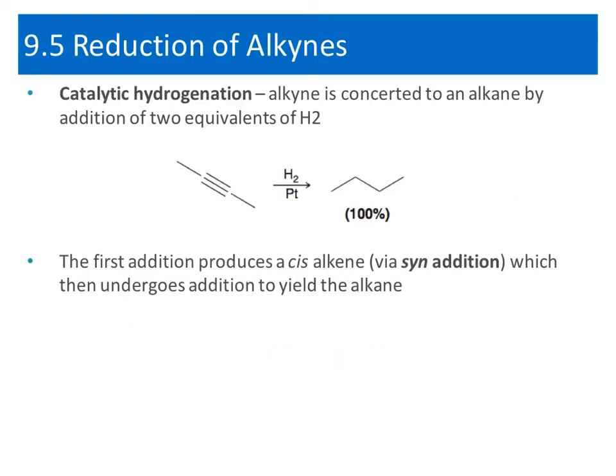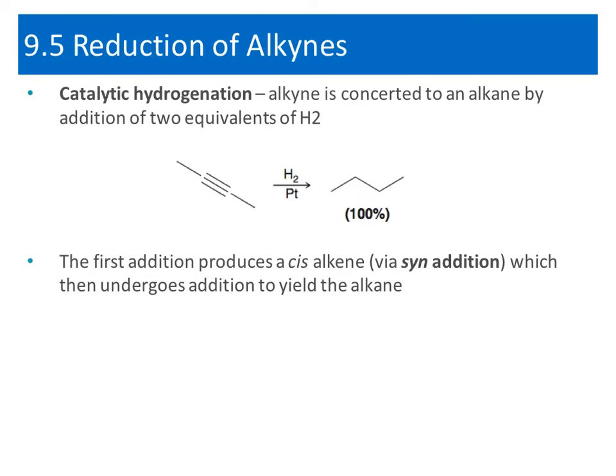Now let's look at reduction of an alkyne. So there are a few ways that can help us to reduce an alkyne. The first one is catalytic hydrogenation. So in this reaction, same as alkene, we are going to use hydrogen molecule and some sort of metal catalyst such as platinum, and we are going to convert the starting material, which is an alkyne, all the way to alkane.